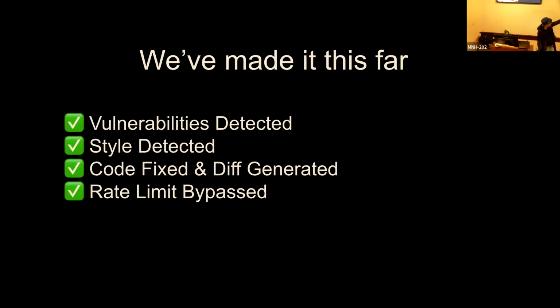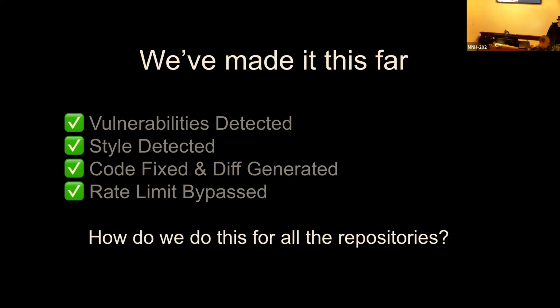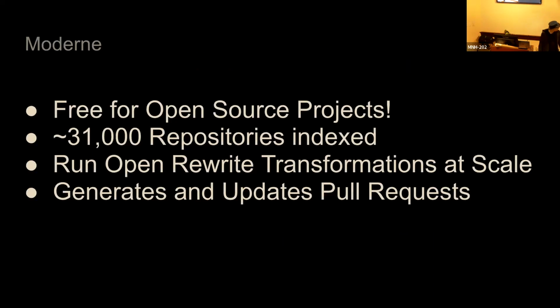So we made it this far. We've detected the vulnerability, we've detected the style, we fixed the code, we've bypassed the rate limit by mostly just waiting more. How do we do this for all repositories? So this is where Moderne comes in. So Moderne is free for open source projects. It has over 31,000 repositories indexed, not just of Java, but also some other languages, Kotlin, Python.